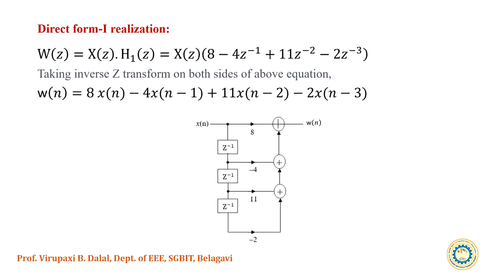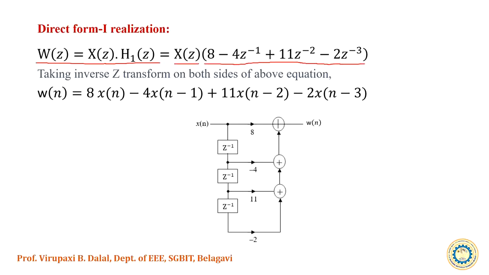So I can say W(z) equals X(z) into H1(z). X(z) is the input, keep it as it is. And H1(z), as I said, represents the zeros of the transfer function, that is the numerator, that is 8 minus 4z inverse plus 11z raised to minus 2 minus 2z raised to minus 3.